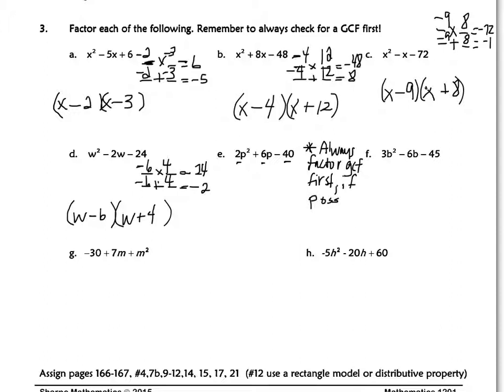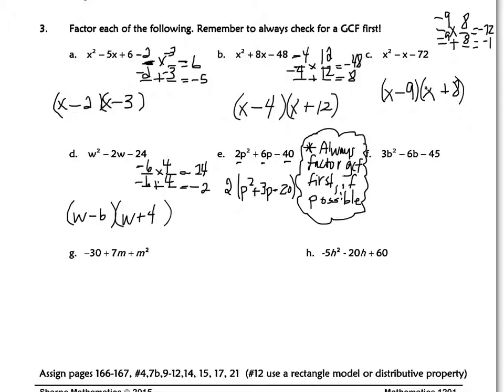So always check for a GCF first when you're factoring. It's really important. It helps make your factoring work a lot simpler. So in this case here, there is only a GCF of 2, and what's left inside would be p squared plus 3p minus 20.